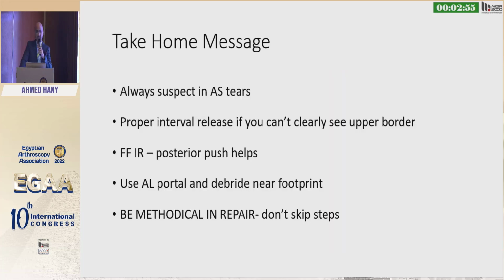So my take-home message is always suspect a subscap tear, especially with anterosuperior tears. The most important step is to do an anterolateral portal and to do a proper interval release, starting from the coracoid and moving lateral. If you cannot see a tear, do an internal rotation with posterior pushback and check if the footprint is bare. And please do it one step at a time. If you skip steps, it's going to be a much more difficult procedure. But if you don't skip steps, it will be much easier.